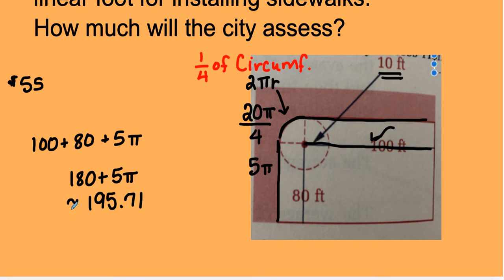So 180 plus 5 pi gives me approximately 195.71 feet. And I have to multiply that by 55 to get the cost that they're going to charge him. So 195.71 times 55. Oh my gosh, they're going to assess him approximately $10,764. Wow, that's a lot.